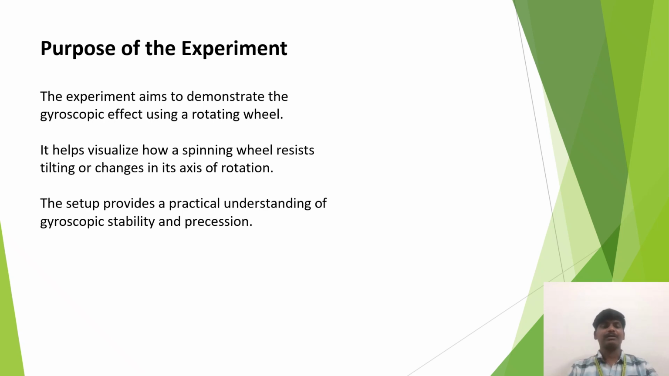Purpose of the experiment. The experiment aims to demonstrate the gyroscopic effect using a rotating wheel. It helps visualize how a spinning wheel resists tilting or changes in its axis of rotation. The setup provides a practical understanding of gyroscopic stability and precision.